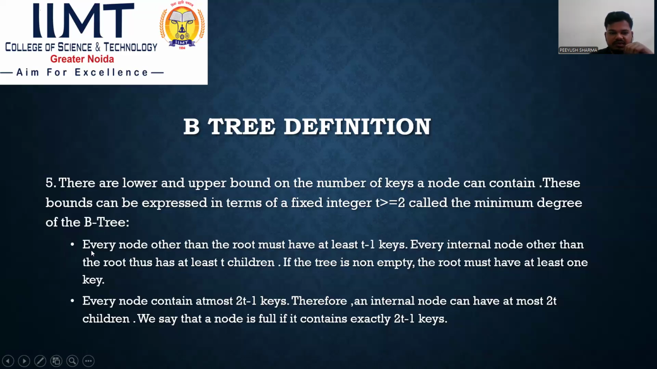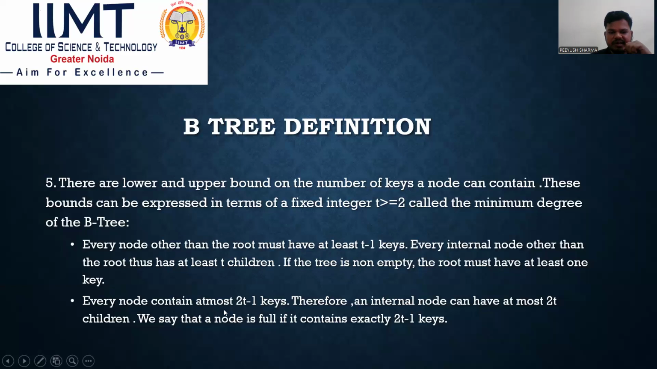Now, every node other than the root must have at least t minus 1 keys, right? If the degree is 2, then how many keys must a node have? T minus 1, 2 minus 1, that means 1 key, right? Every internal node other than the root thus has at least t children. If the tree is non-empty, the root must have at least 1 key. Further on we will explore these properties.